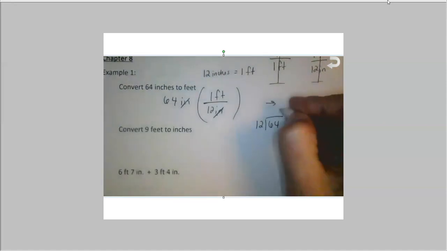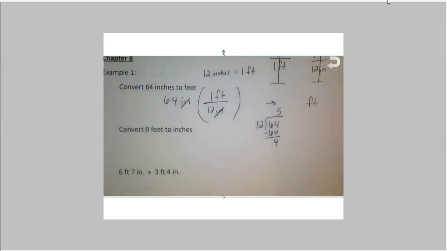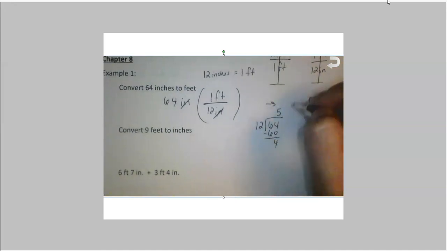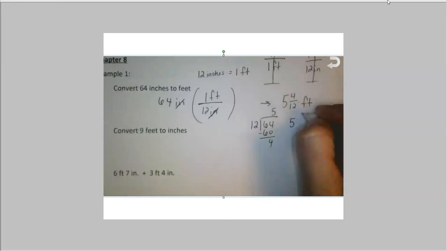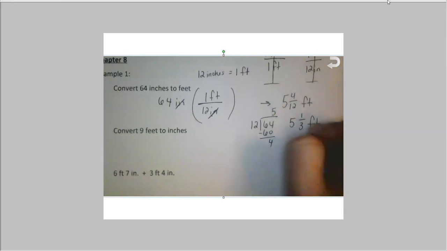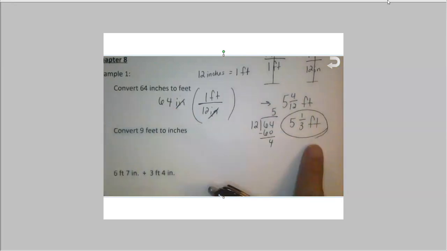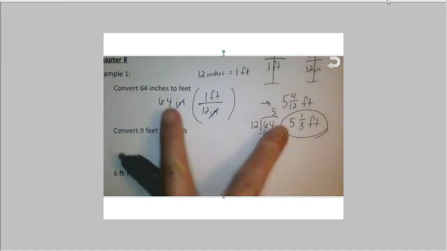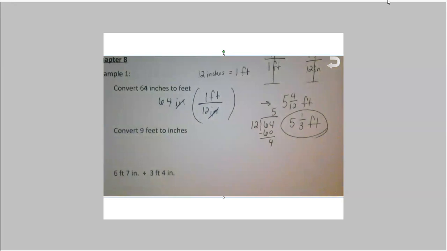It says it goes in 5 times. 5 times 12 is 60 with 4 left over. So see, this is my answer, 5 and 4/12, okay? 5 and 4/12, which is the same as 5 and 1/3 feet. So 64 inches, dividing it by 12, I get 5 and 1/3 feet. These are equivalent in lengths. They're just 2 different units of measure.